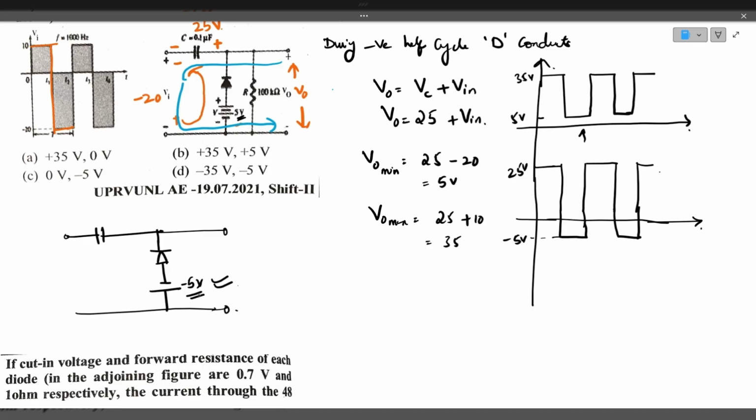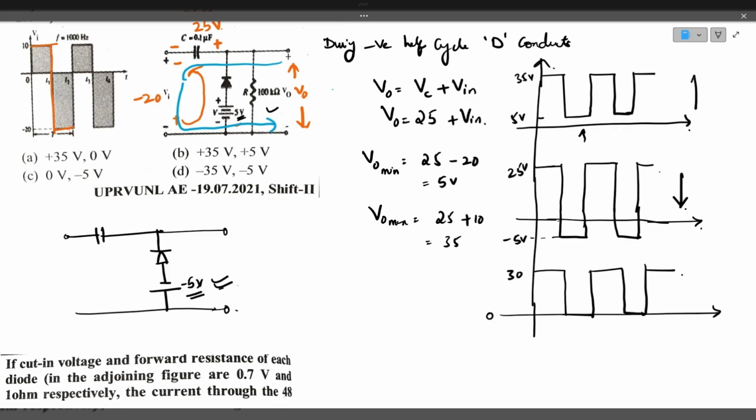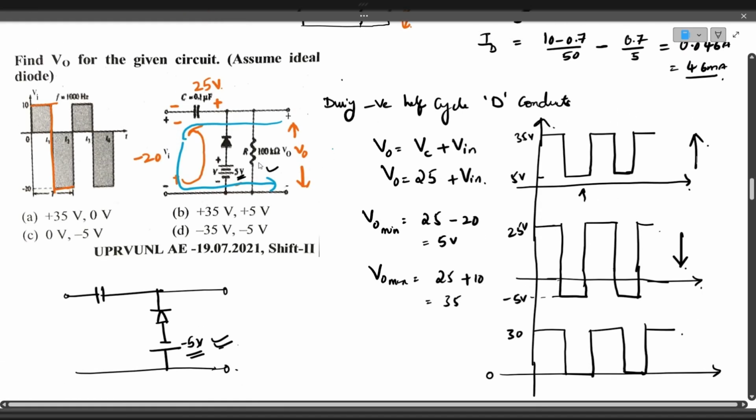Based on the applied bias voltage, the waveform will shift upwards and downwards. If there is no bias voltage, it is simply acting like a positive clamper, then it will be 30 volts and 0 volts. The output waveform will fluctuate between 30 volts and 0 volts. If negative bias is applied, it will go further down. If positive bias is applied, it will move upside. So based on the bias voltages, the waveform will move further positive or further negative. So based on the diagram, you should be able to judge the output.